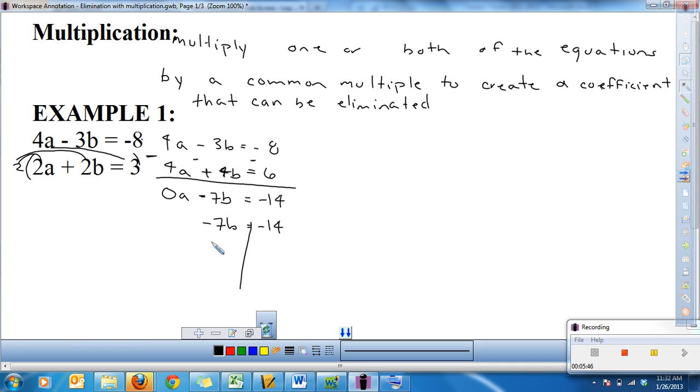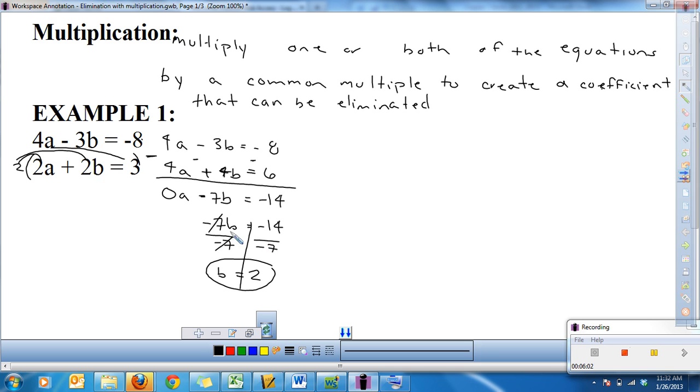I'm going to go ahead and get b alone, so I'm going to divide both sides by negative 7. These negative 7s cancel out, and negative 14 divided by negative 7 is a positive 2. So right now I have that b is positive 2. I still need to find a in order to solve this system.